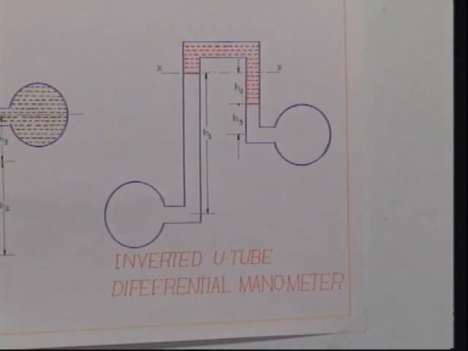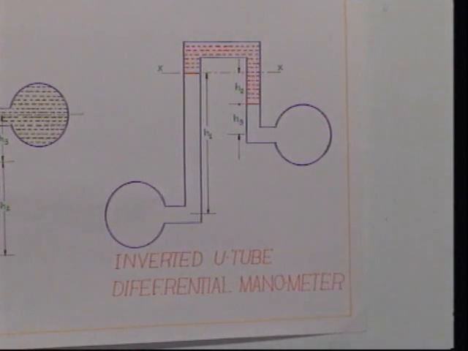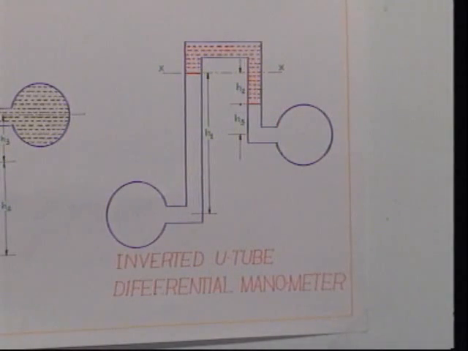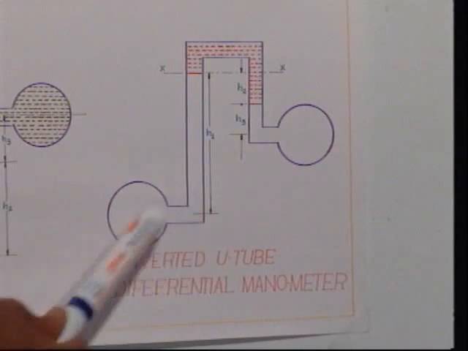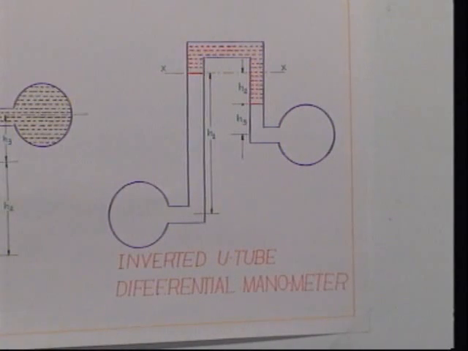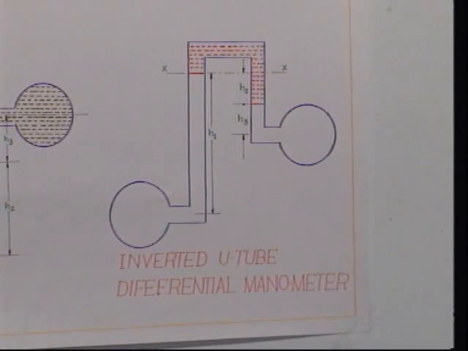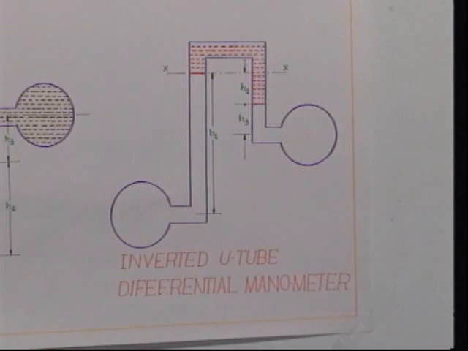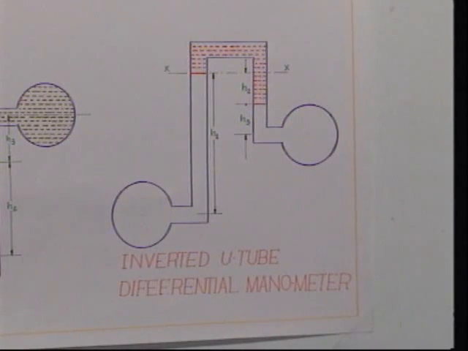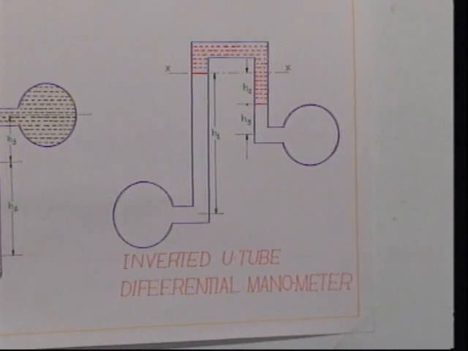Inverted tube differential manometers are similar to differential manometers, but the only difference is that the tube which connects the two pipes is inverted. The advantage of this inverted U-tube manometer is that it can measure low pressure differences. The principle is the same as that of differential manometers.